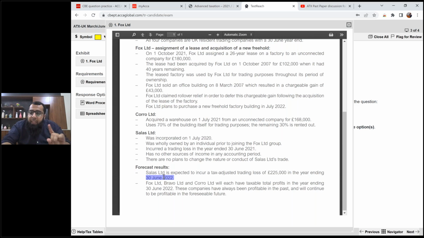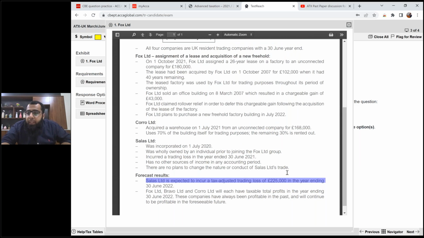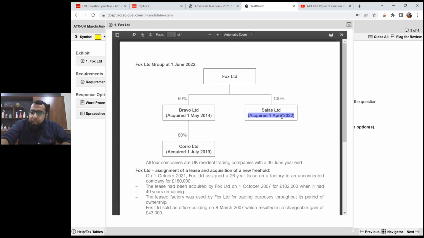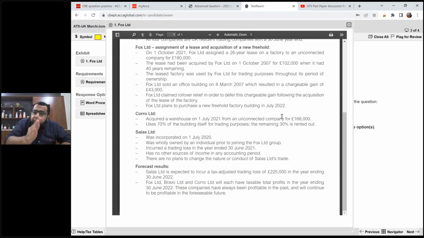Salis Limited will make a loss in the whole year. We have acquired Salis Limited during the year, on 1st April. Okay, so there will be the issue of some pre-acquisition and post-acquisition.